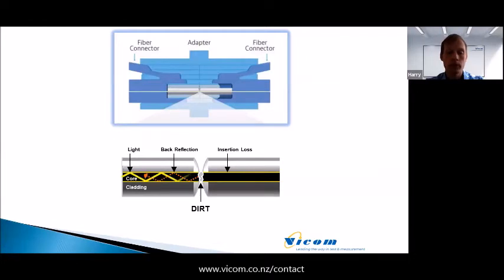Additionally, perhaps it's a shorter link of fiber, and you might have 2 or 3 dirty connectors in a row. Two or 3 dirty connectors in a row would have a cumulative effect, and once again, your link could come down. So it's important, and highlights the importance of inspecting and cleaning before you connect.